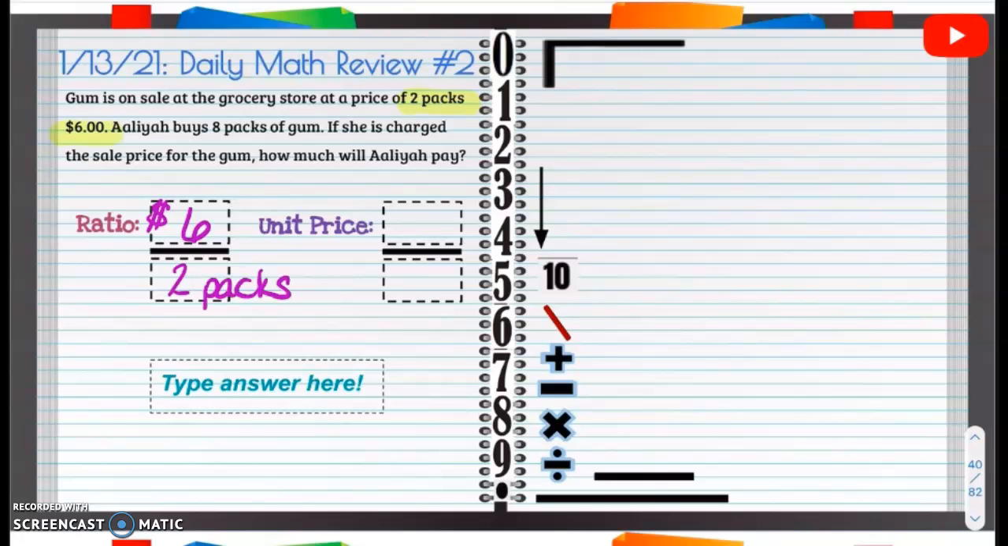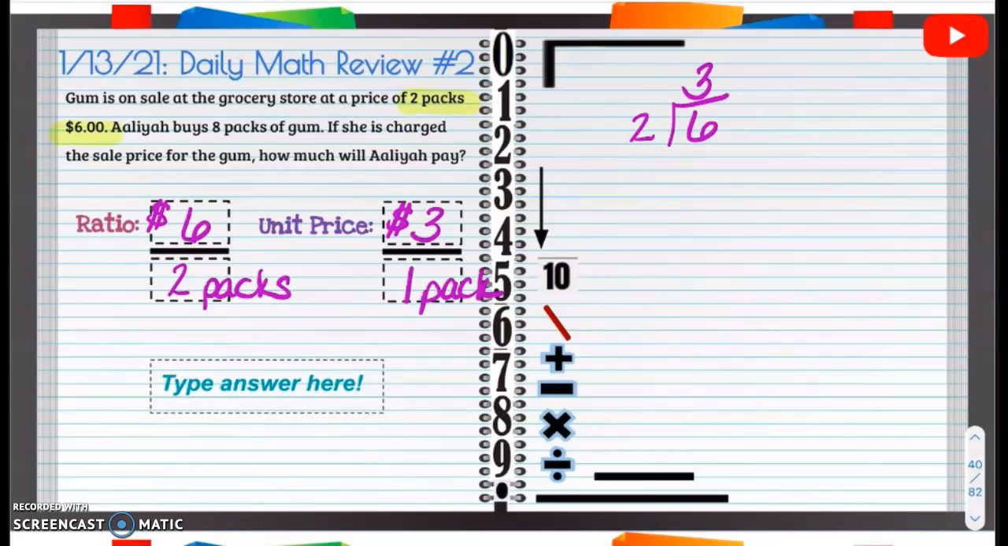So the unit rate for 1 pack of gum, we're going to do 6 divided by 2. Well, I know that 6 divided by 2 is going to be 3. So it's going to be $3 for 1 pack of gum.